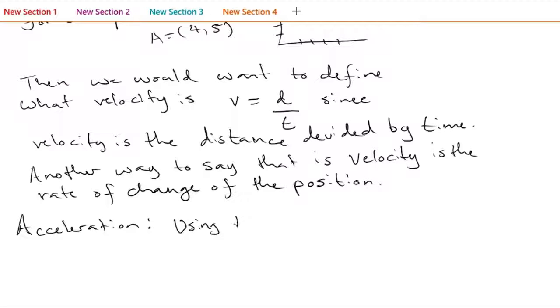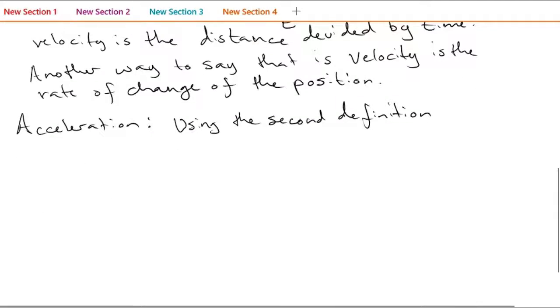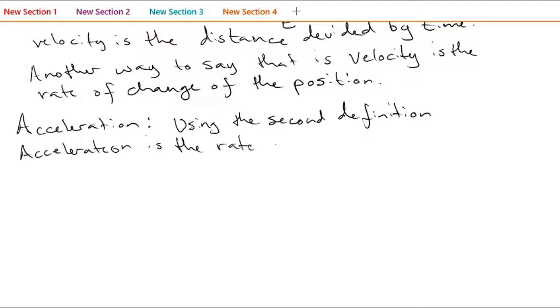So if you were moving at 2 meters per second and you started at 4.5 and the motion is only in the x direction, you would be at 6.5 after 1 second.